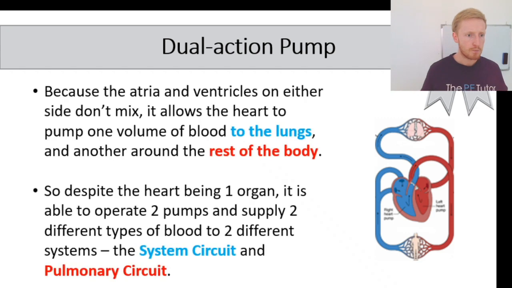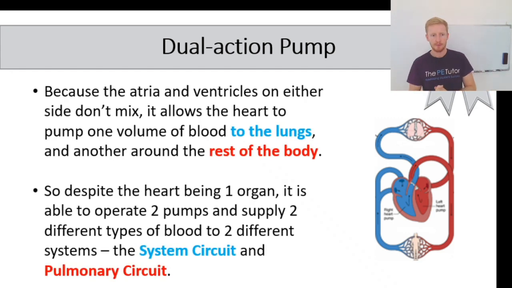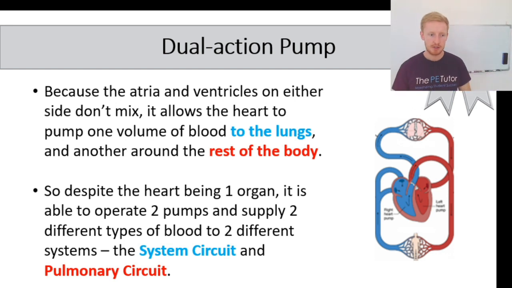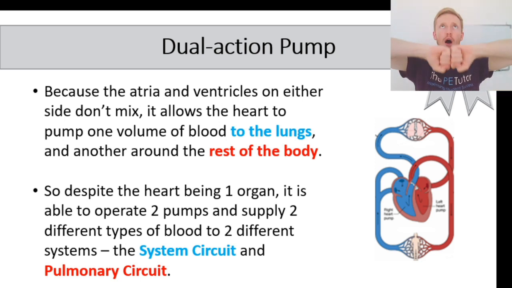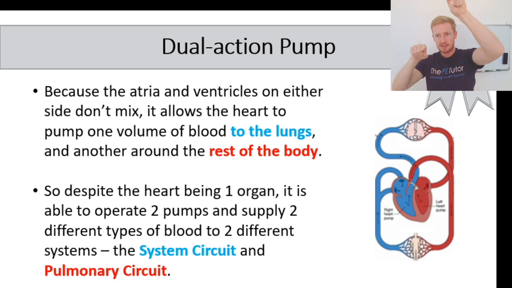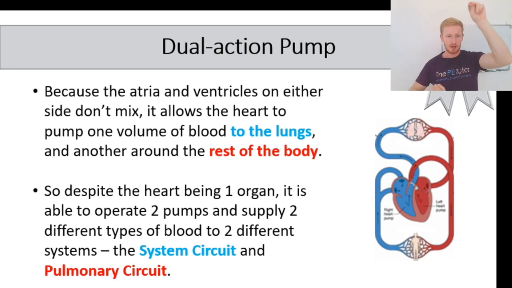Which is what I was talking about here. In that second paragraph, we've got the system circuit, or the systemic circuit, if you were to add an IC onto that to make it the official phrase. But think of it like the rest of the systems. The pulmonary circuit is the one that joins the heart to the lungs. So if you look at that picture on the right hand side there, it's not so much the blue side and the red side, it's more the top half and the bottom half. They work at the same time. Atria, thud, blood moves down into the ventricles. Ventricles, thud, blood's ejected to the lungs and ejected to the rest of the body at the same time.